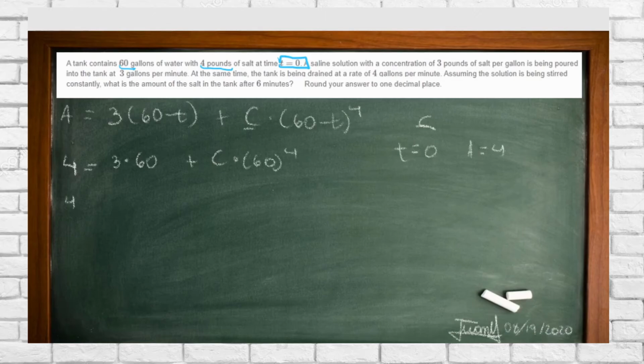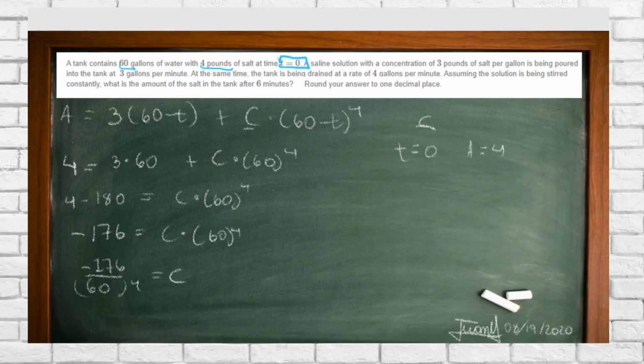So 4 minus 3 times 60, which is 180, minus 180 is going to be equal to c times 60 to the 4th power. So negative 176 is equal to c times 60 to the 4th power, or negative 176 divided by 60 to the 4th power is equal to c. So now we have what the c value is. Therefore, when we plug it into this equation, we will know what our answer is. So let's go.